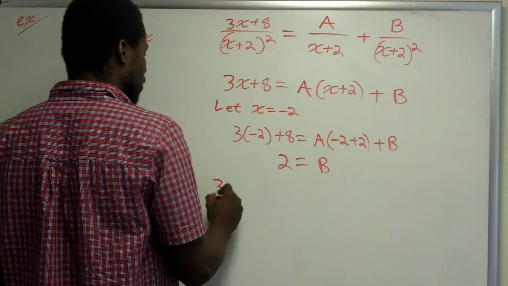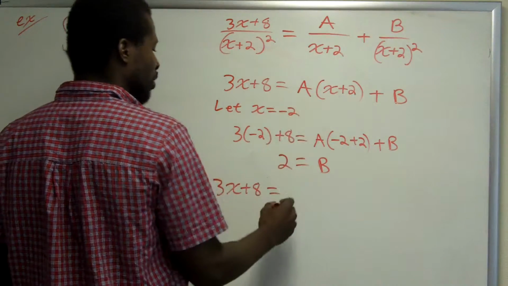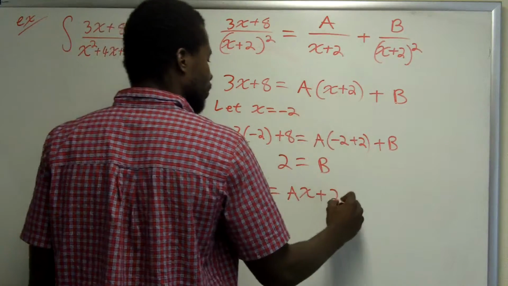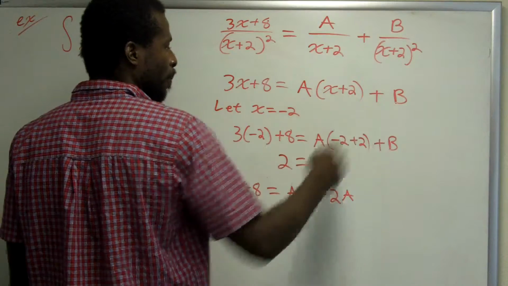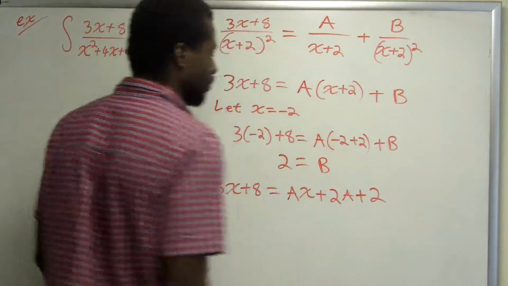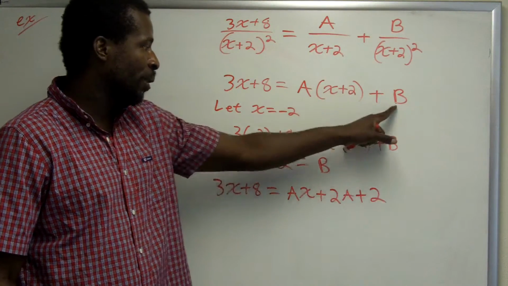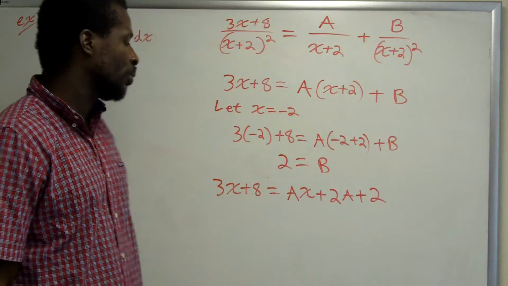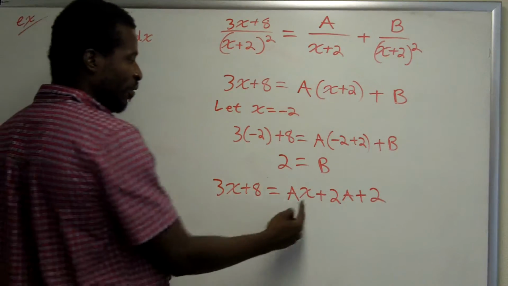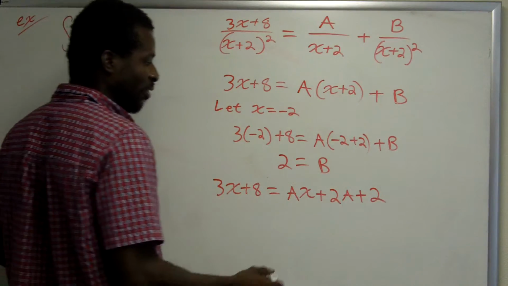So let's see. I have the 3x plus 8, and this is equal to, I'm going to distribute the A. So this is going to be Ax plus 2 times A. And then plus B, but I already know that B is 2. So plus 2. So this is what I get when I just distribute the A, and I replace B with what it equals, the number 2. Now here's what has to be true. The coefficient of x on the right-hand side has to match up with the coefficient of x on the left-hand side.